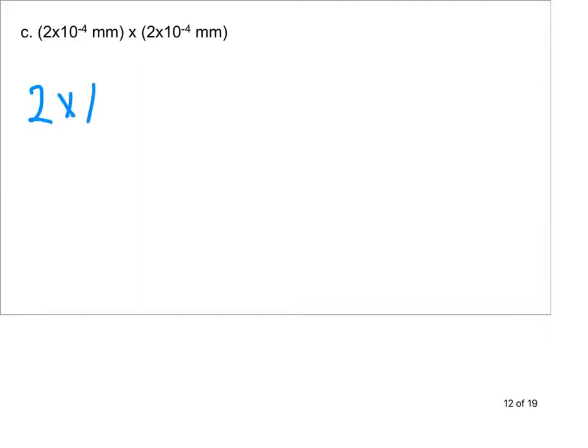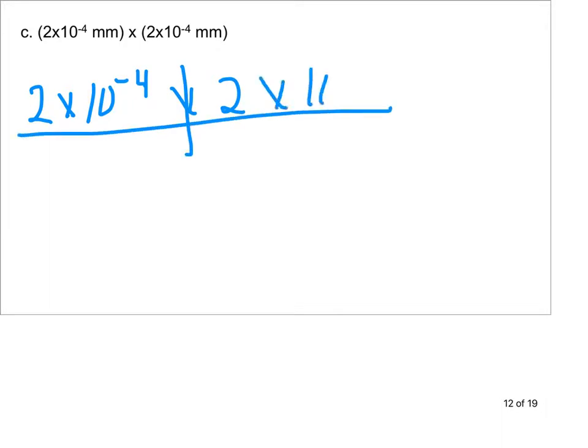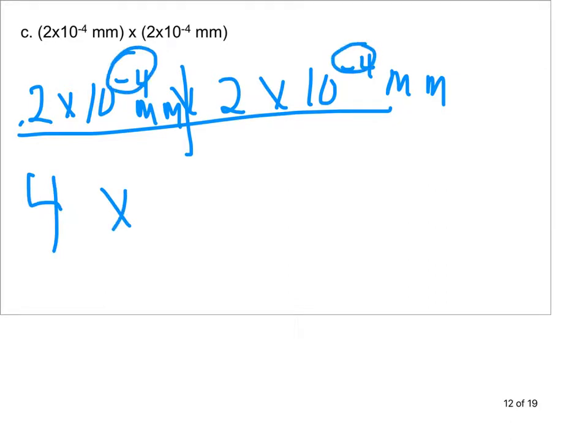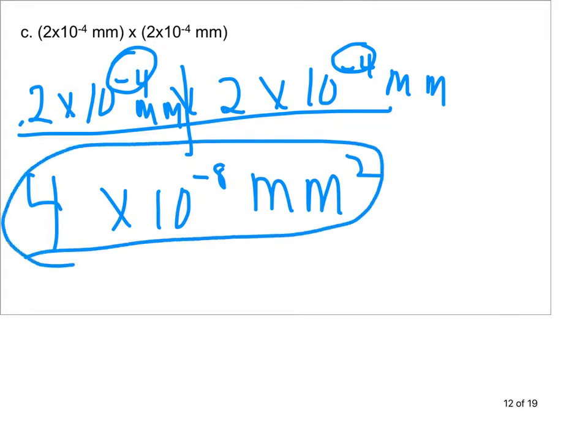2 times 10 to the negative 4th times 2 times 10 to the negative 4th. Millimeters. So 2 times 2, 4. Add your exponents. Negative 8. And then it's going to be millimeters squared. So 4 times 10 to the negative 8 square millimeters.